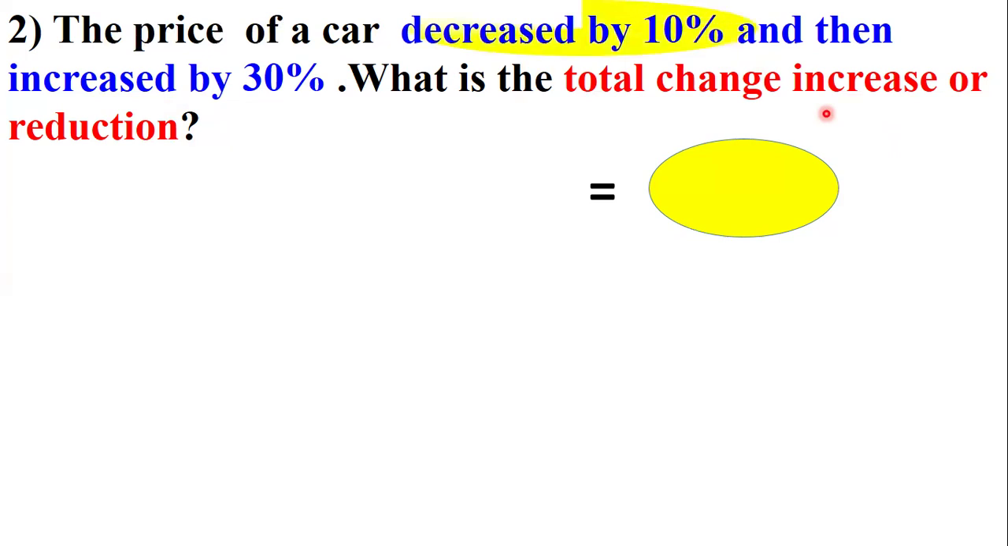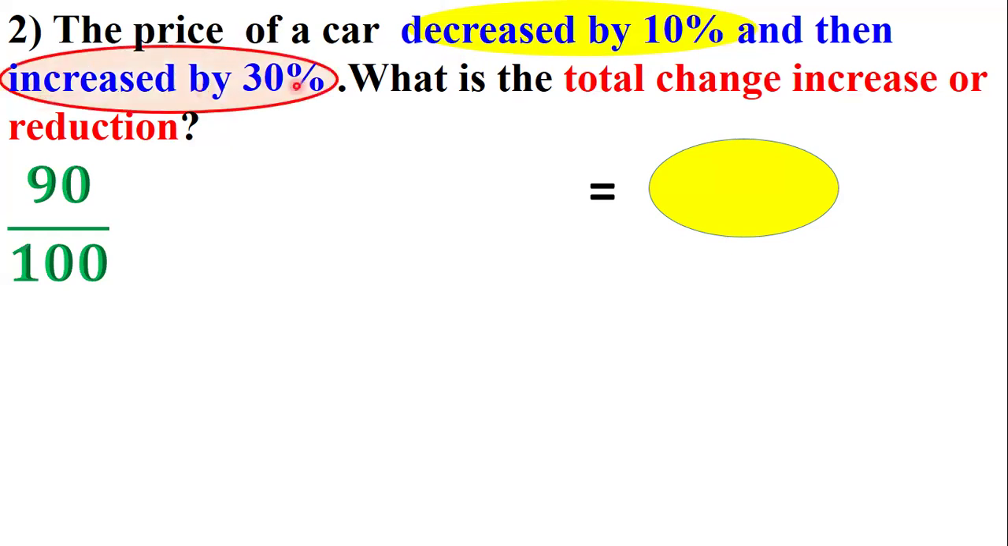The first step, as usual, is to identify the keywords that will help us convert the statement into an equation form. Decreased by 10% means the percentage will be 100 minus 10, so it will be 90%. Multiply by increased by 30%, which means the percentage will be 130. Okay, 130 over 100.